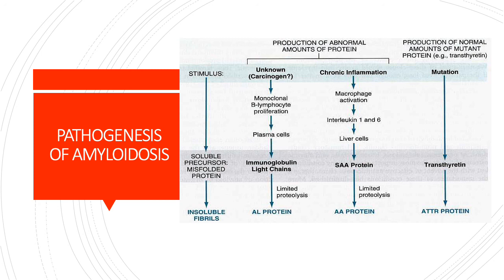You can see here monoclonal B cell lymphocyte proliferation leads to elaboration of plasma cells that release immunoglobulin light chains that don't get degraded properly. So limited proteolysis leads to deposition of amyloid light chain.